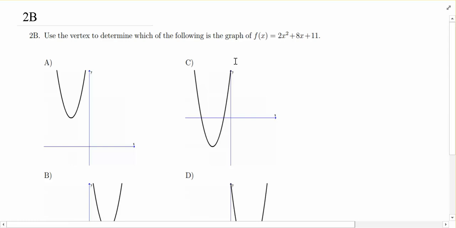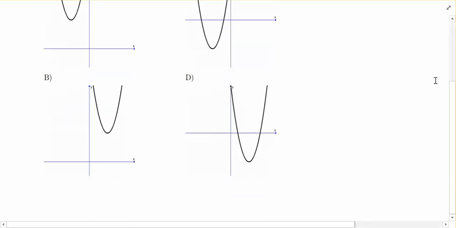So let's take a look at this question here. One of the skills I want you to have when taking your final exam is to look at your four multiple choice options and try to differentiate them. Say, what's different between these multiple choice options?